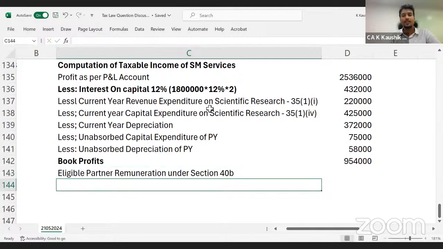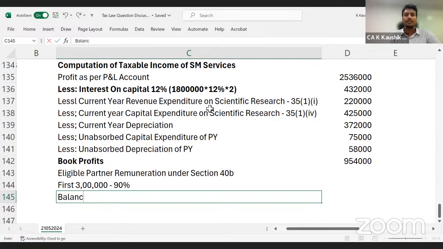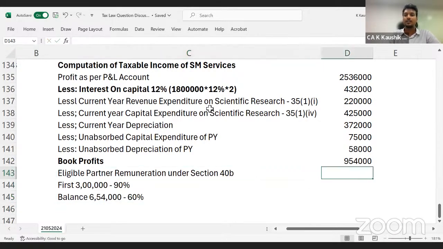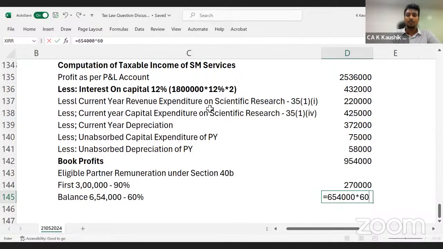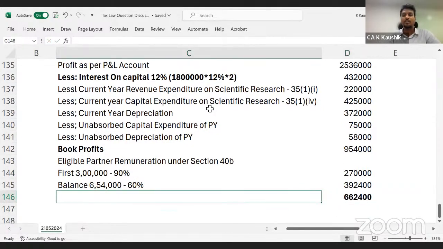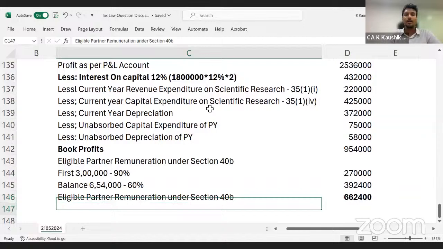What do we calculate? How do we calculate? First 3 lakhs at 90%, and the balance 6,54,000 at 60%. How much is that? 2,70,000 plus 6,54,000 into 60%. How much is eligible? They're eligible for 6,62,400. So this is the eligible partner remuneration.